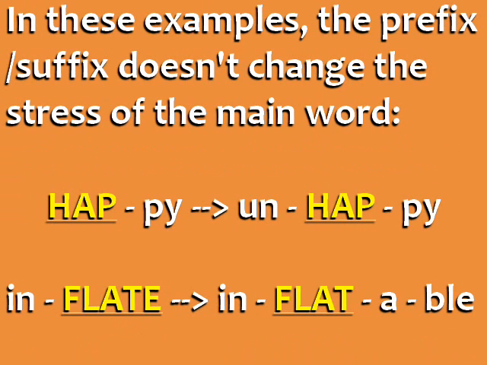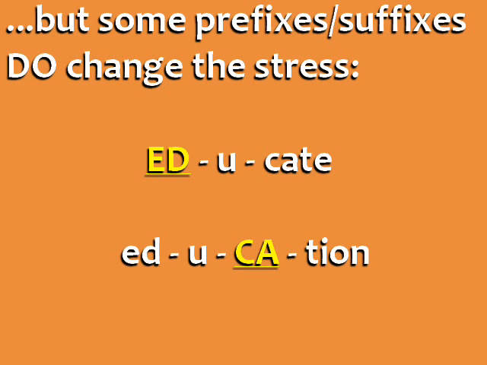In these two examples, the addition of the prefix and suffix doesn't change the stress of the main word. Happy, unhappy, inflate, inflatable. But some prefixes and suffixes do change the position of the stress. For example, the verb educate has the stress on the first syllable, but when we say education, the stress changes from ed to k.